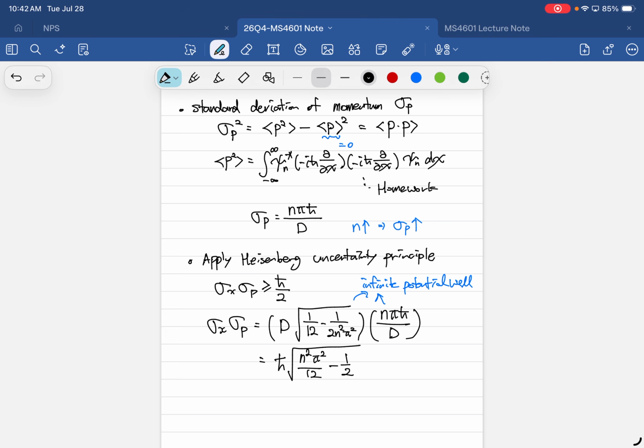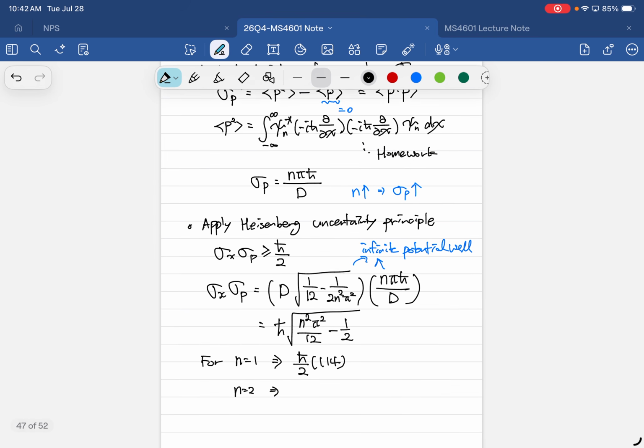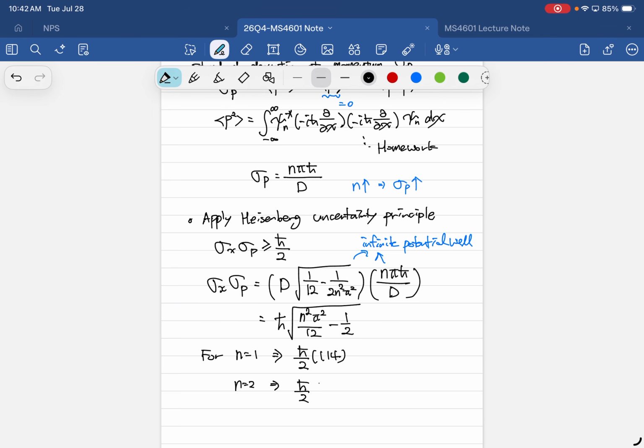So let us look at the different n values. For n equals 1, if you evaluate that, it is h bar over 2 times 1.14. When n is 2, the value is h bar over 2 times 3.34, and so on. So as you increase n, the value is going to increase. The minimum value you can obtain is when n is 1, h bar over 2 times 1.14.